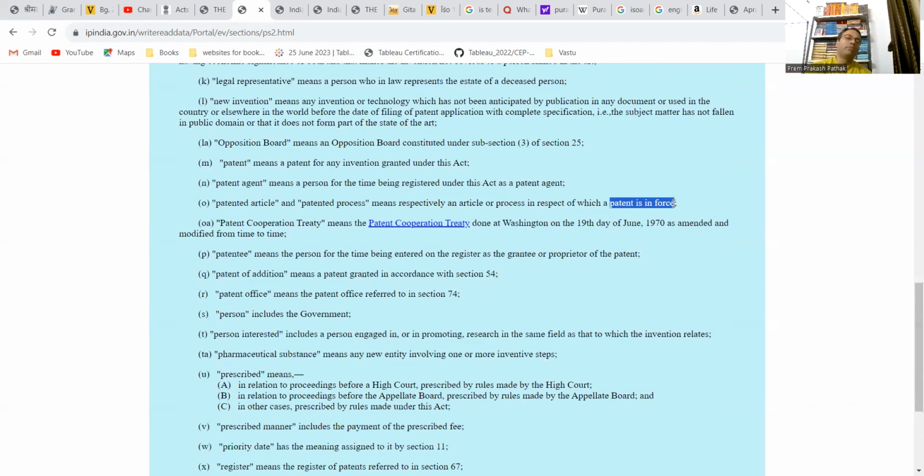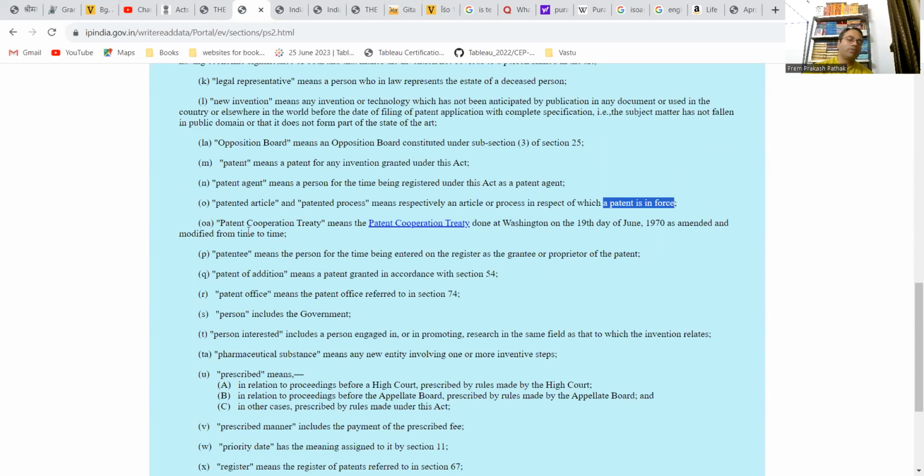Sometimes they write patent pending, but they cannot say patented. If you say patented, then we are violating this, and you will see the consequences if the process or product is not patented and we say it is patented. So it is clear: a patent must be in force.